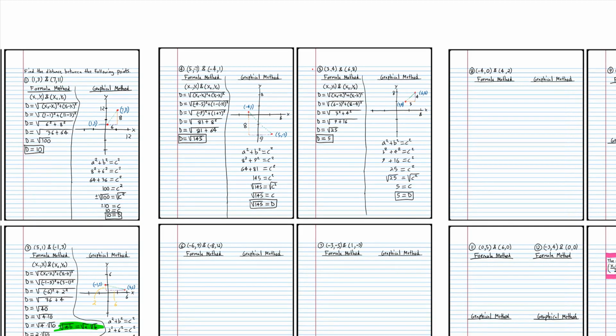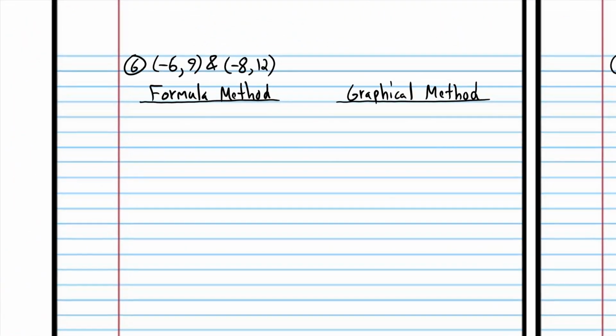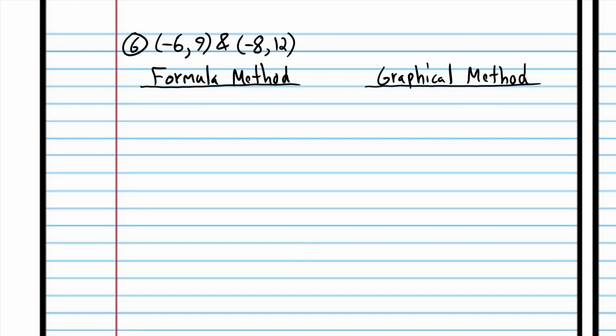All right, so now it's time for you to try another problem. Try number 6. Looks like you're going to have a double negative on this one. So again, if you like the formula method, go ahead and skip forward to see or do the problem.